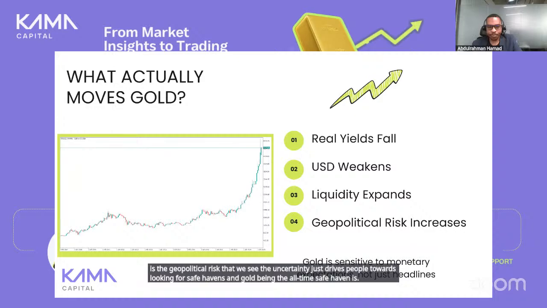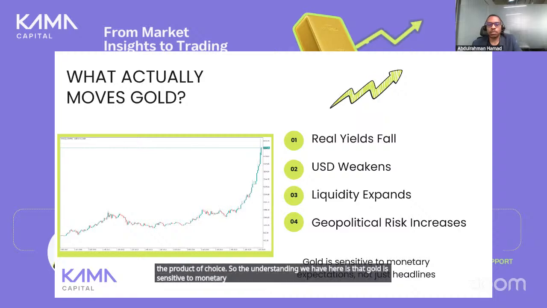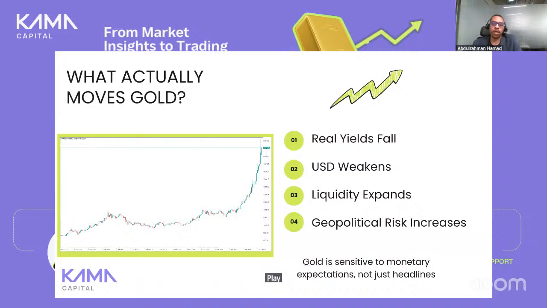The uncertainty just drives people towards looking for safe havens, and gold, being the all-time safe haven, is the product of choice. So the understanding we have here is that gold is sensitive to monetary expectations, not just headlines. So it doesn't just move because someone said something, but rather there are a set of micro or macroeconomic factors that play a major role in that movement.